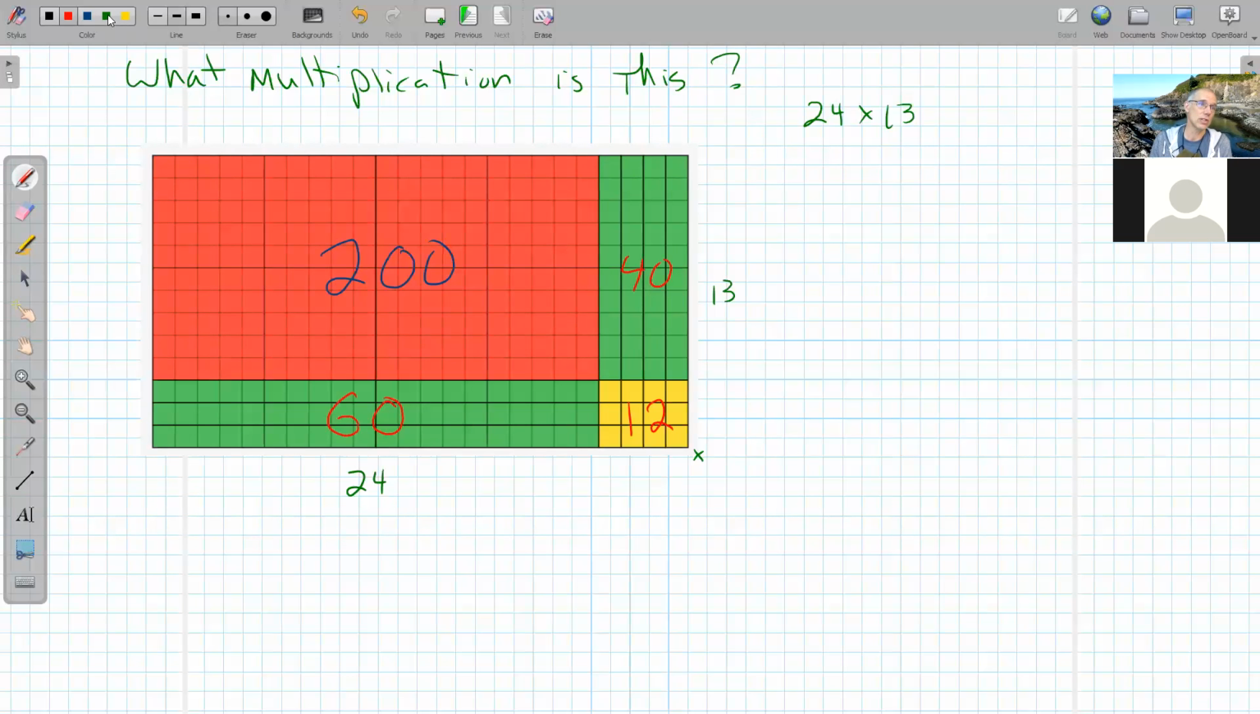It turns out that I could take that 60 and the 40, and I could trade those in. Trade 10 tens for 1 hundred. And here's the question. Who cares? Why the heck am I doing this? Anybody want to help give a reason for why bother trading?